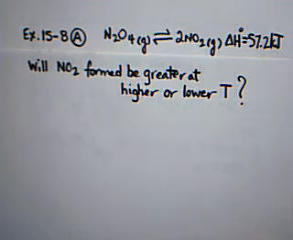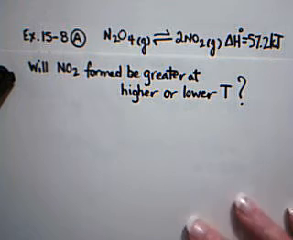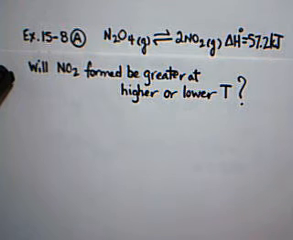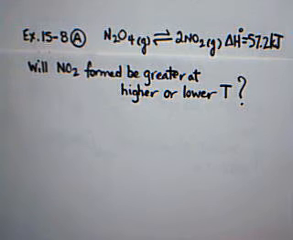All right, last practice example on the application of Le Chatelier's principle. Here we have N2O4 in equilibrium with two molecules of NO2. Written in this direction, the standard enthalpy change, delta H, is equal to 57.2 kilojoules. The important part of that information is that this reaction is endothermic.